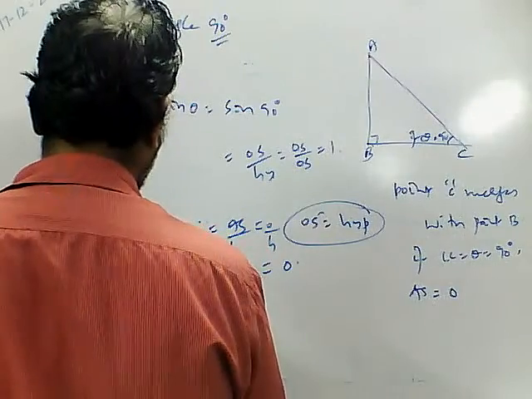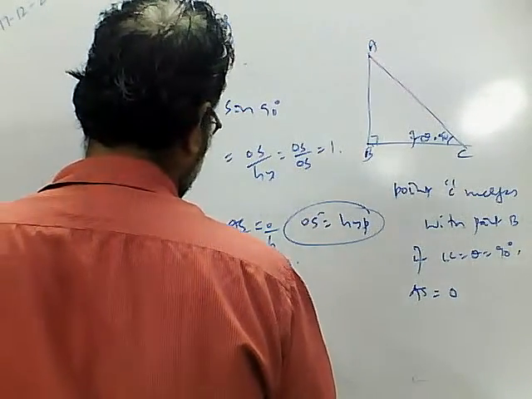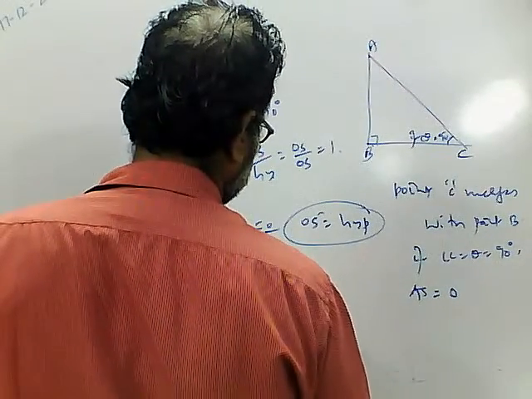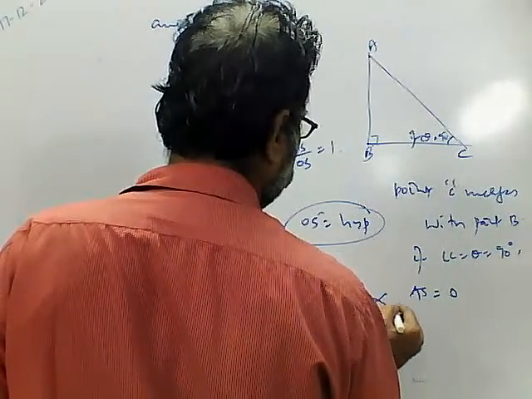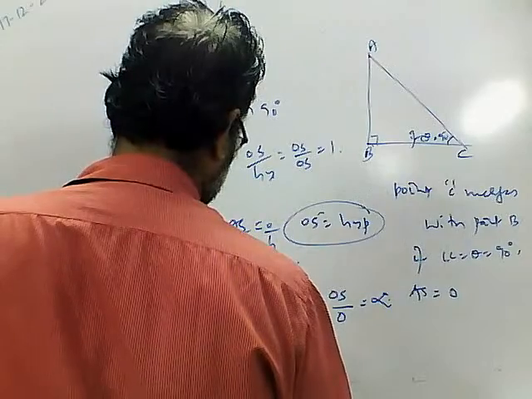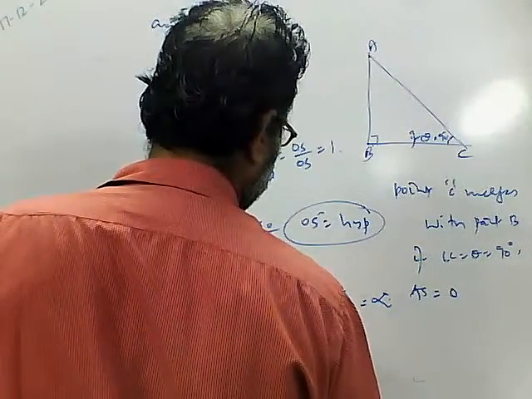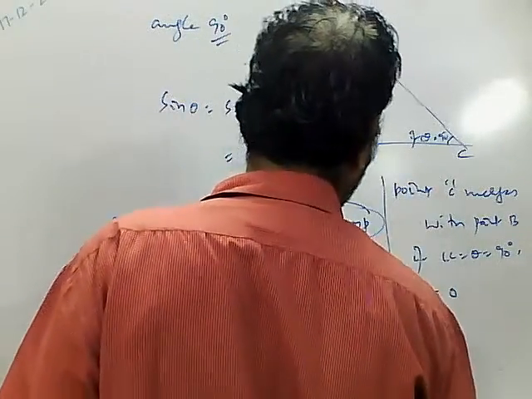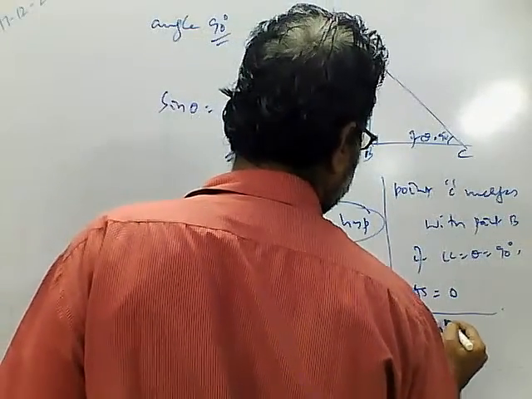Tan theta, tan 90, I will take. Tan 90 is equal to opposite side by adjacent side. So opposite side by adjacent side 0 is equal to undefined. Similarly cot theta, cot 90: adjacent side by opposite side, again 0 by opposite side, which is equal to 0. Are you clear?